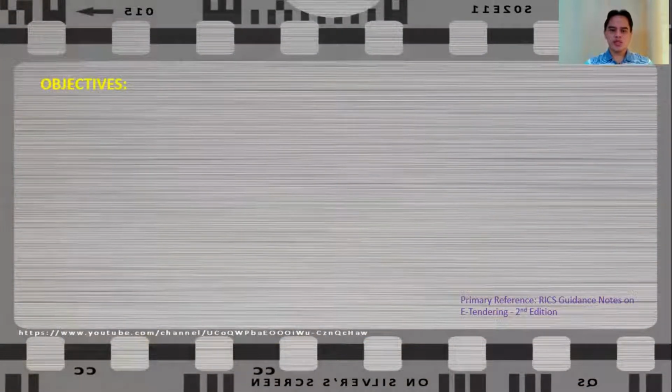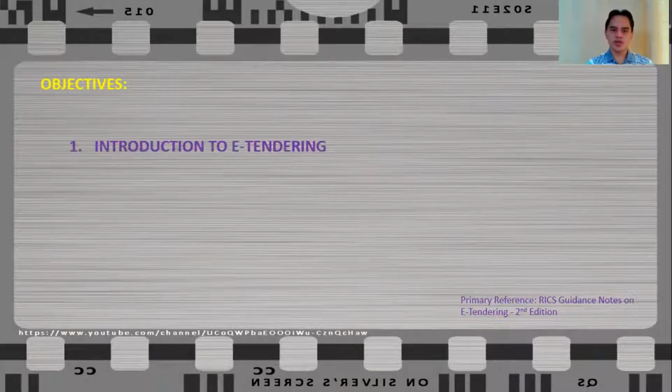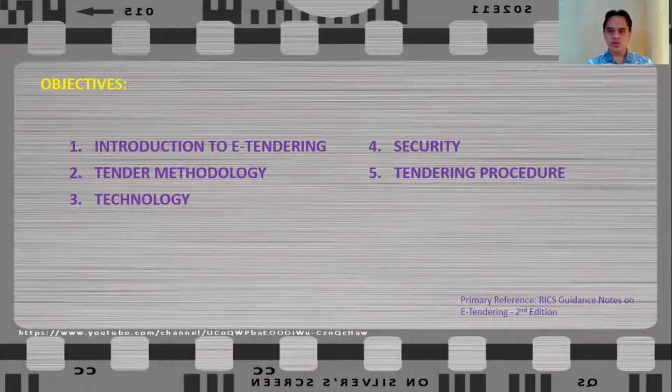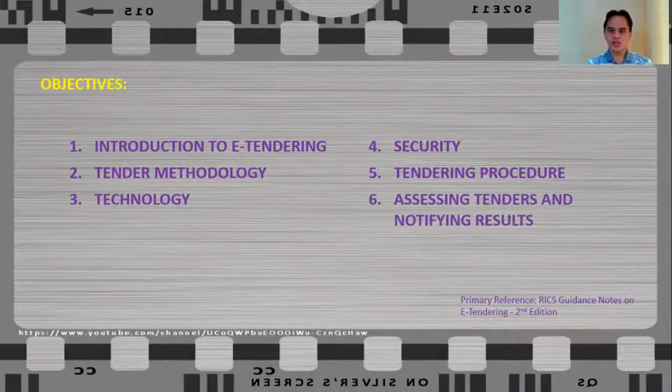Do note that this presentation is not prescriptive in nature, but our aim is to discuss the industry's best practices when it comes to tendering via electronic means. Here we are going to talk about the introduction to e-tendering, the tender methodology that can be applied, the technology that can be used. We will also talk about certain security issues, the tendering procedures, and assessing the tenders and notifying the results to the tenderers. The primary reference of this discussion is the RICS Guidance Note on E-Tendering, 2nd edition.